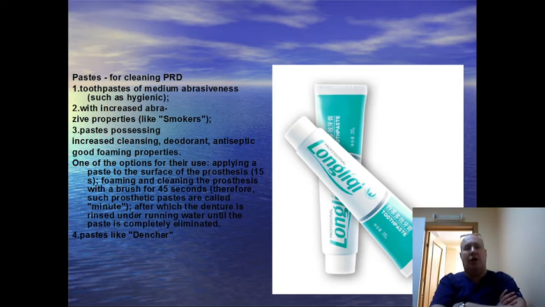One of the options for their use: apply a paste to the surface of the prosthesis for 15 seconds. Foam and clean the prosthesis with a brush for 45 seconds. Therefore, such prosthesis pastes are called minute pastes, after which the denture is rinsed under running water until the paste is completely eliminated.